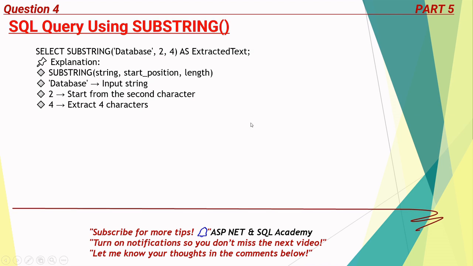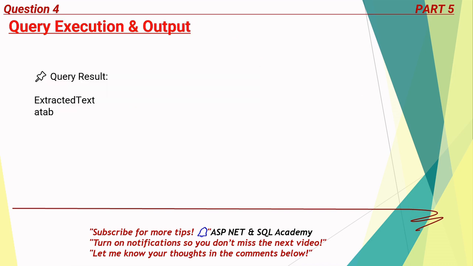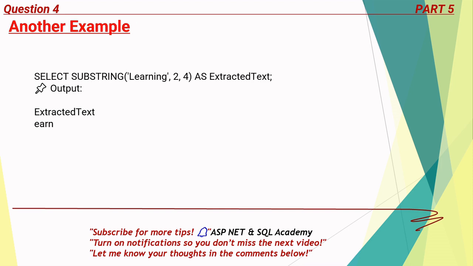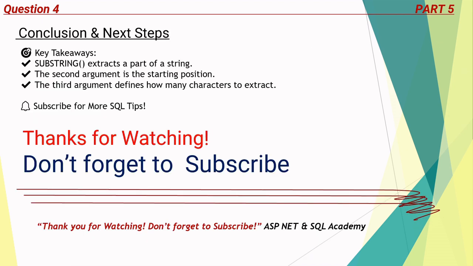We use the substring function in SQL to extract part of a string. The first parameter is the string itself, the second is the starting position, and the third is the number of characters to extract. When we run this query, the output correctly returns ATAB from the word database. Here is another example, extracting 4 characters from learning starting at position 2 gives us EARN. That's how you extract characters using substrings in SQL.